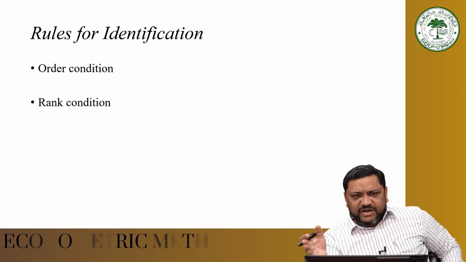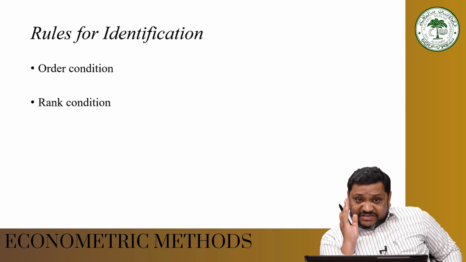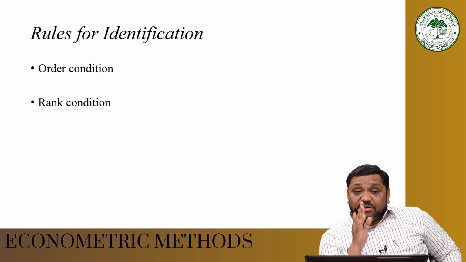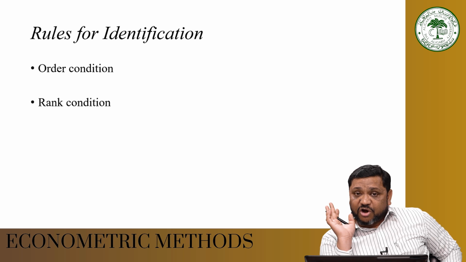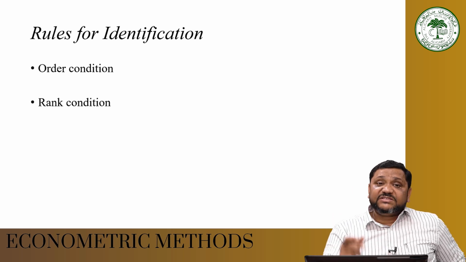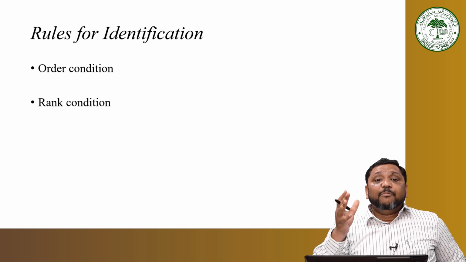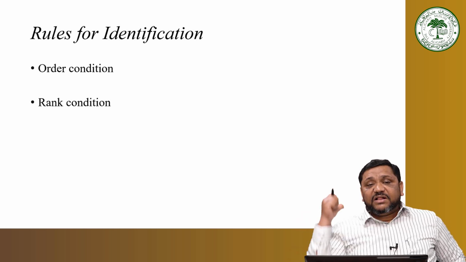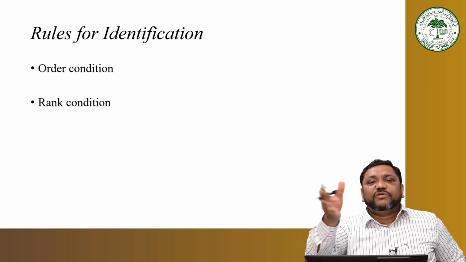We will do a practical example. It will be very clear. Just hold on. So it is necessary, but not a sufficient condition. It is a necessary condition, this order condition. It may be a case that a system is satisfying the order condition, but if it doesn't satisfy the other condition, that is the rank condition, the system of equations will not be identified.